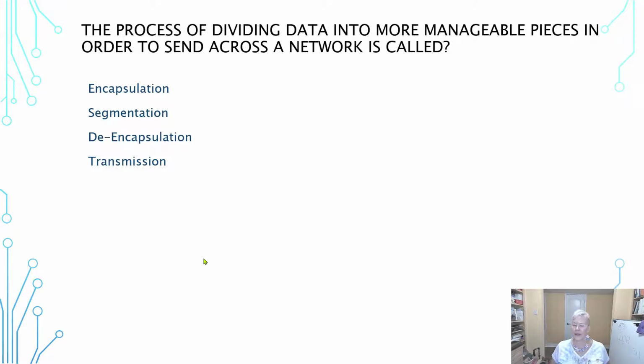Something else that happens as data moves through the network is it goes through a process of getting divided into more manageable pieces in order to send it across the network. So what is this called? The process of dividing. Think about some of these words and see if you can do a process of elimination. We have encapsulation. Now, we already talked a little bit about encapsulation, that's the process of wrapping up a frame, right? So it probably doesn't have anything to do with dividing. Next, we have the term segmentation. We have de-encapsulation or transmission. Did you pick segmentation? If you pick segmentation, you would be right.